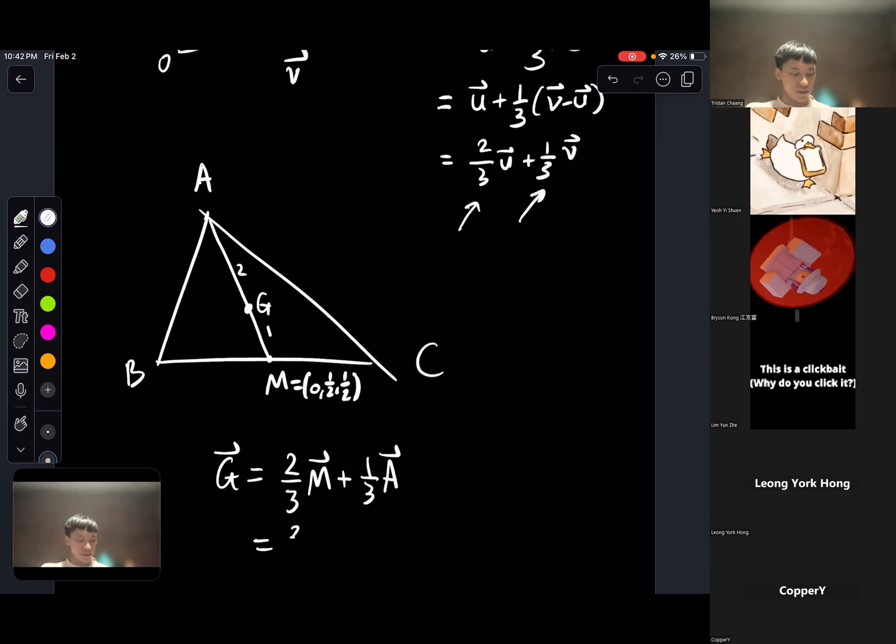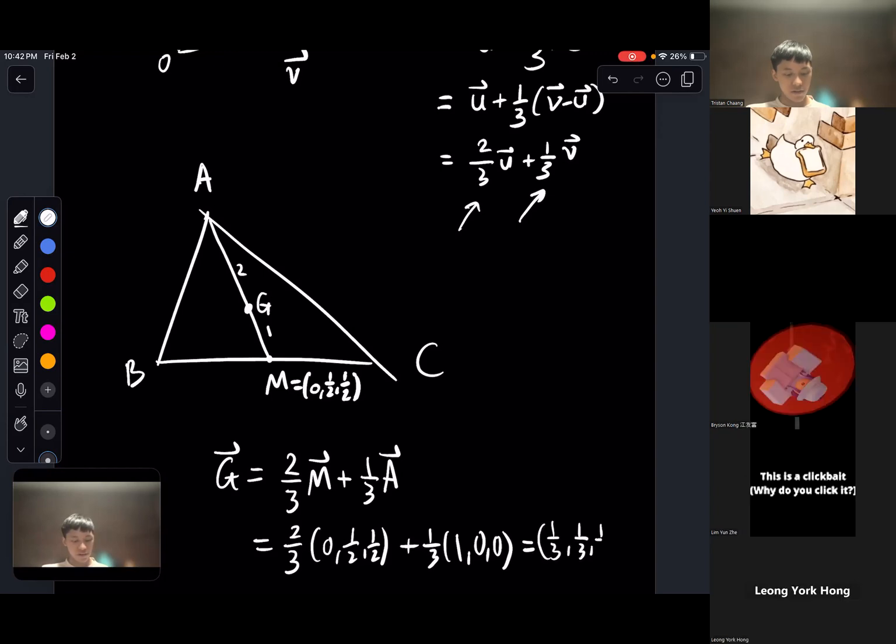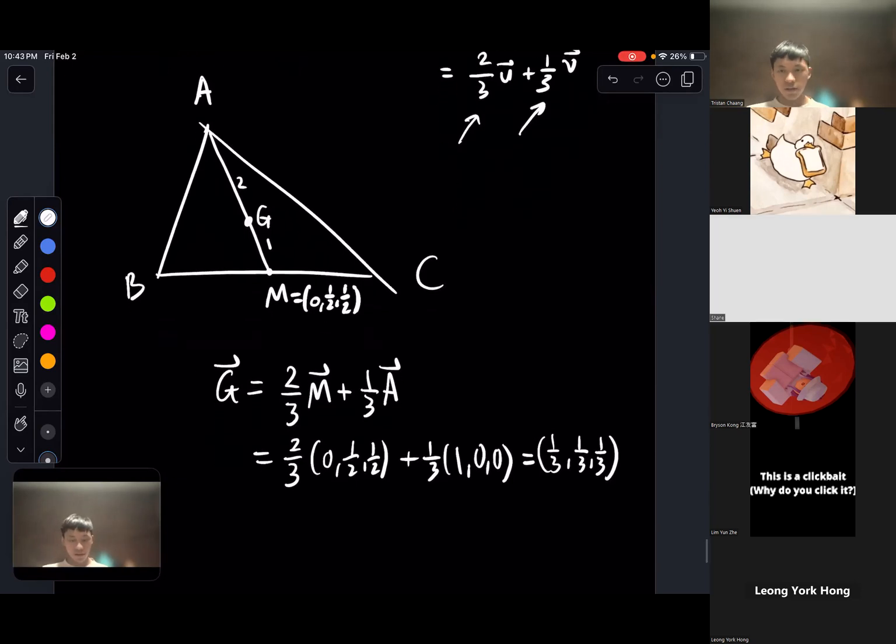So this is 0, half, half, plus 1/3 of 1, 0, 0. So this is just 1/3, 1/3, 1/3. It's nice because now it's symmetric everywhere. I'll talk about the areal definition afterwards.